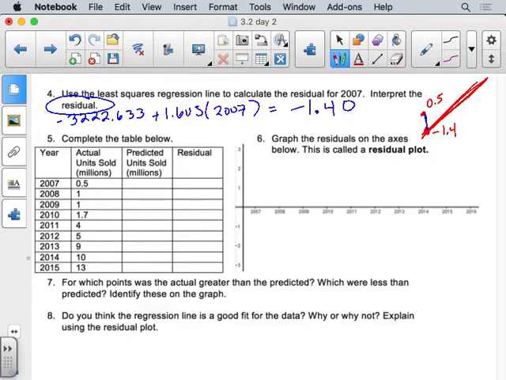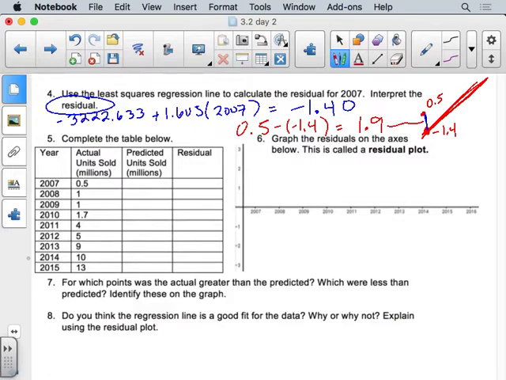So you do 500,000 minus negative 1.4 million, and our residual, that little distance there, is 1.9 million. And then is it positive or negative? Well, our actual value is above the line, so that's a positive 1.9 million residual. So our actual point was 1.9 million units above our predicted line.